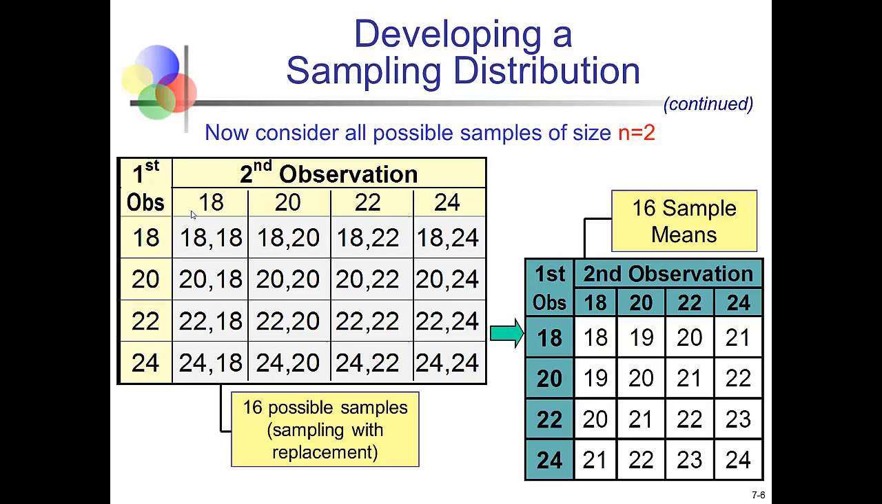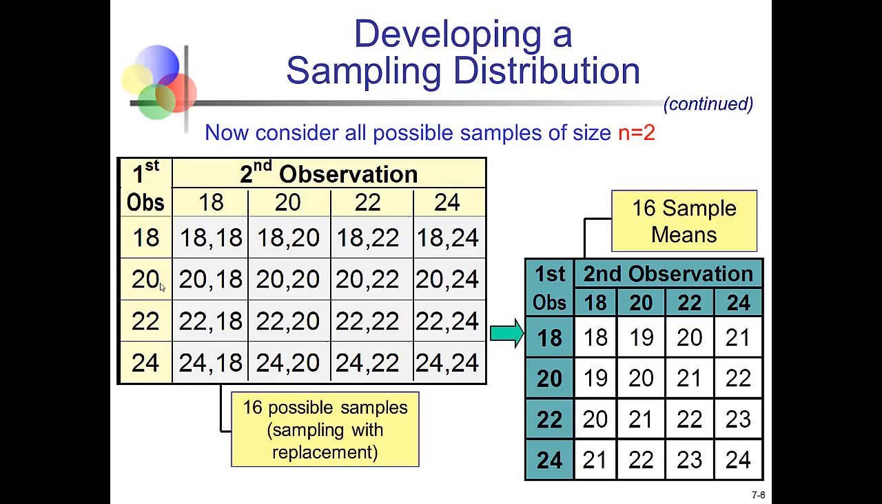So we could get 18 and 18. Our first observation would be 18. Our second would be 18. We could get 20 and 22, so we could have 20 as the first observation, 22 as the second, 24 and 20, and so on. So you see there are 16 possible ways that we could draw 2 ages out of the hat with replacement.